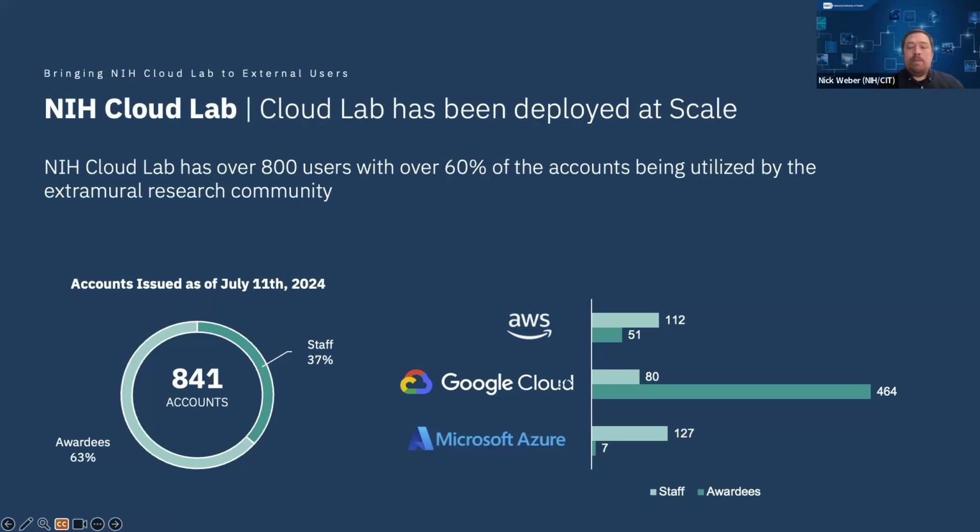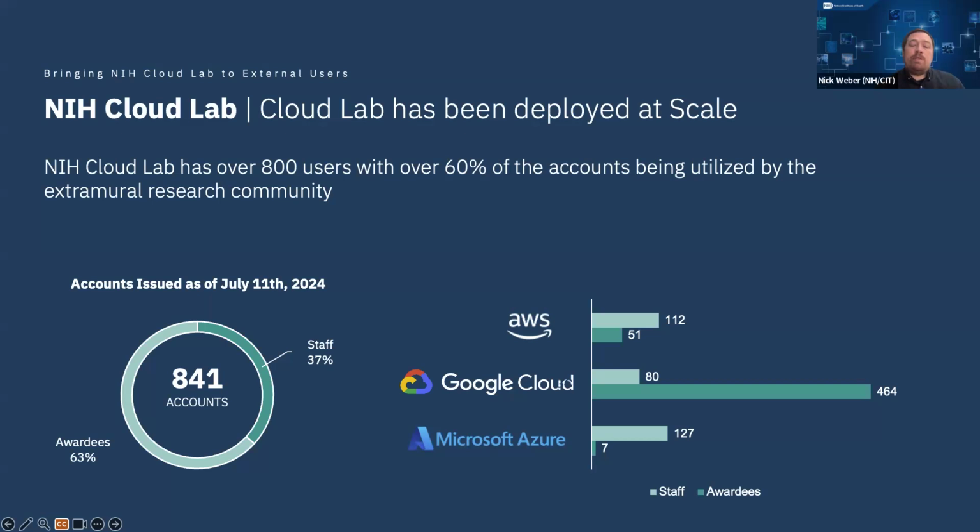And it's really enabled our staff and those who are using Cloud Lab, even outside of NIH, to test out how does generative AI actually work? How can I try out what Gemini does differently from OpenAI, different from Claude, right? And so that's been a benefit as well.